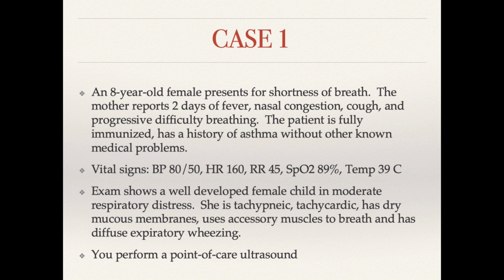So case 1, we have an 8-year-old female presents for shortness of breath. The mother reports 2 days of fever, nasal congestion, cough, progressive difficulty breathing. The patient's fully immunized, has a history of asthma without other known medical problems. The vital signs are as stated, but to summarize here, the heart rate's high, respiratory rate's high, the oxygen saturation is low, and the temperature is elevated. Exam shows a well-developed female child in moderate respiratory distress. She is tachypneic, tachycardic, has dry mucous membranes, is using accessory muscles to breathe, and has diffuse expiratory wheezing.